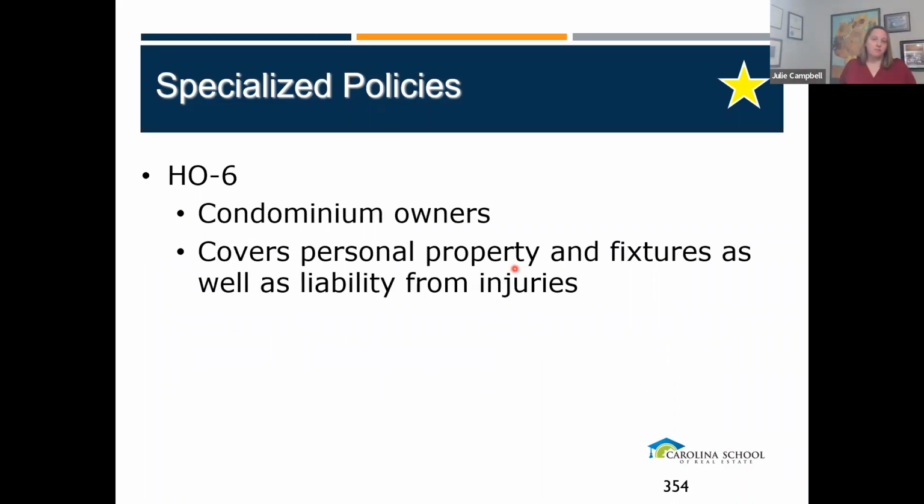HO6 is our condominium, our condo owners. Why is condo insurance different? Because condo owners don't own the structure. Condo owners own from wall to wall, paint to paint, sheetrock to sheetrock. So they're covering personal property and basically the fixtures. Again, you've got a list on 353, 354. Those are just a couple that we pulled out.